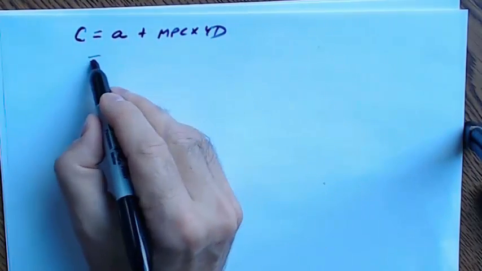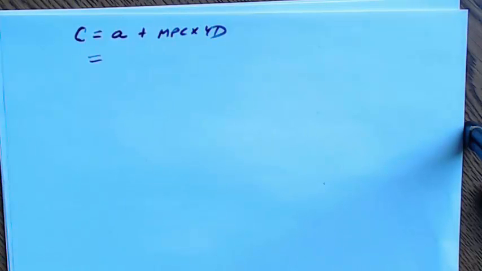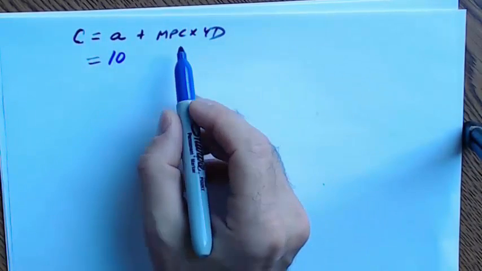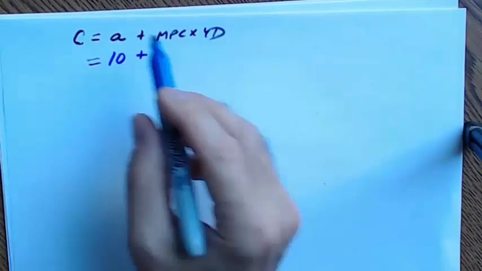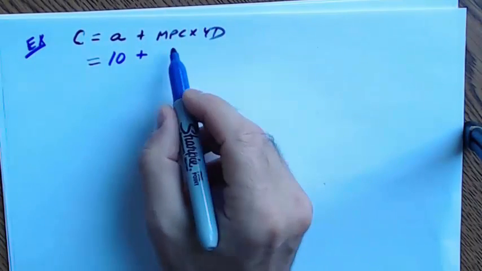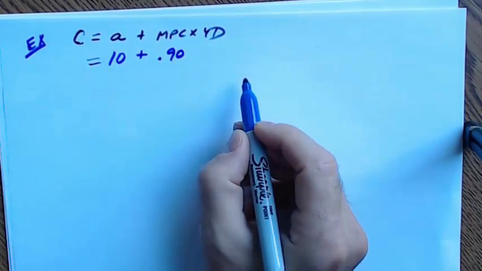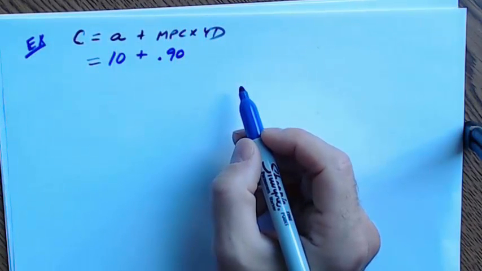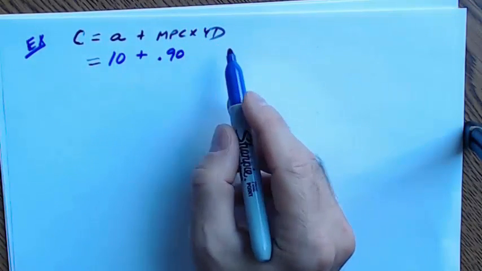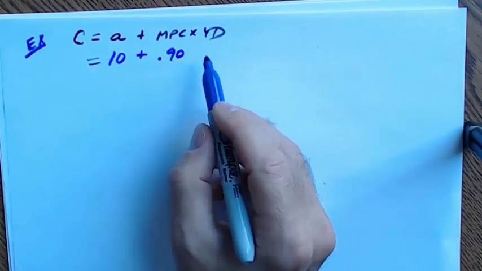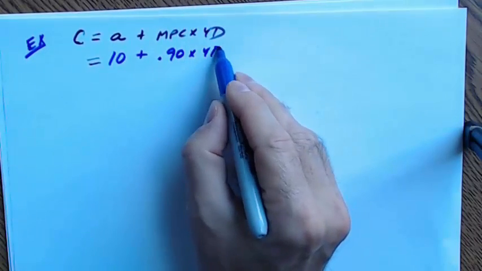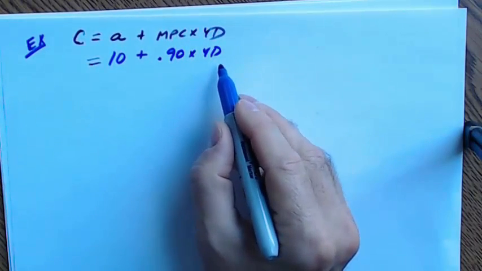Okay, and I'm going to assume that autonomous spending is $10. And then I'm going to assume in this example, so this is a new example, that the marginal propensity to consume is 0.90. So every dollar in disposable income, 90 cents is consumed. And I'm going to multiply that by YD, and so YD is going to be something that changes on the graph.